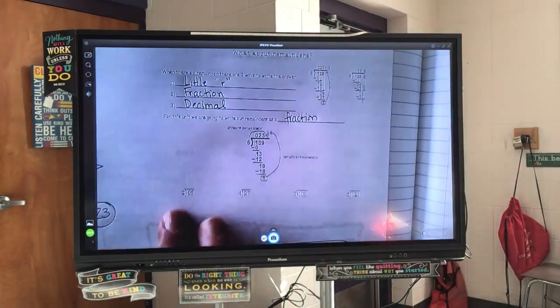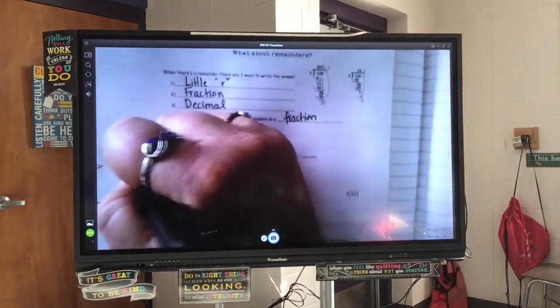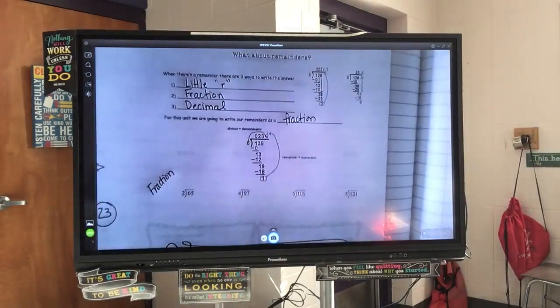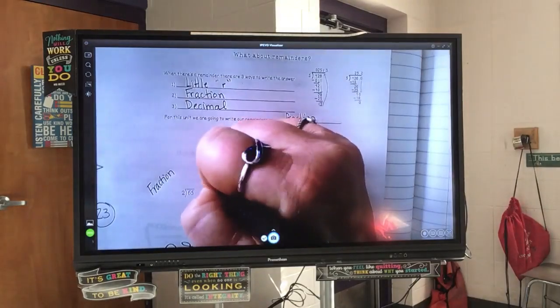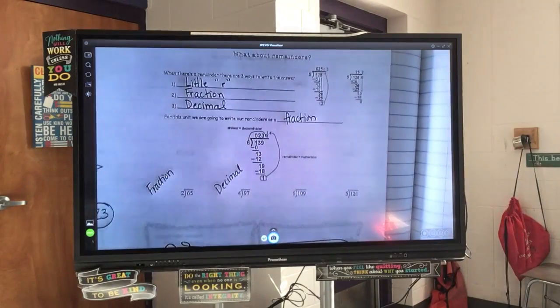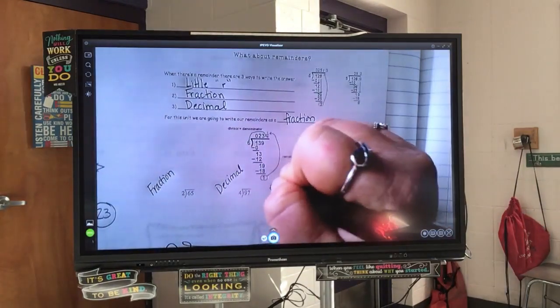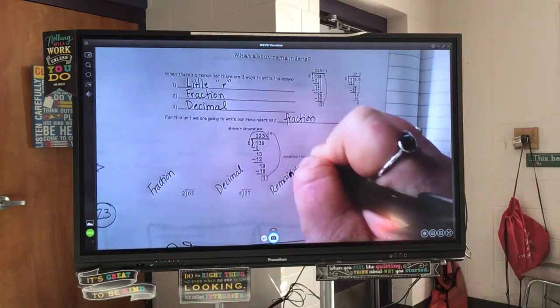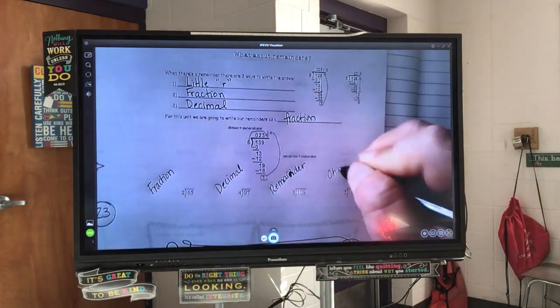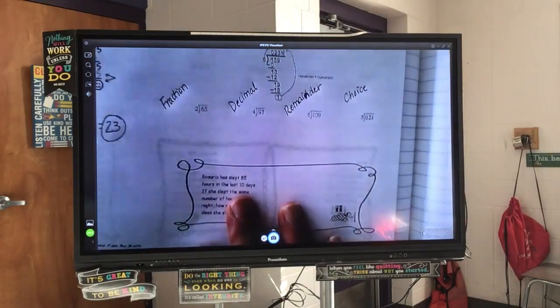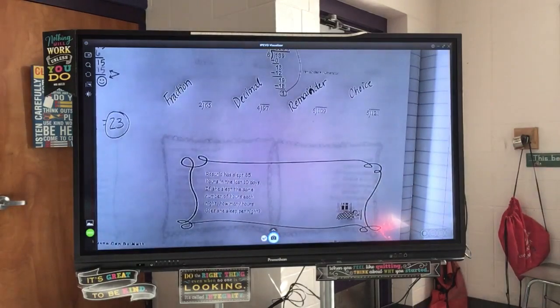All right, so we have four problems across the bottom. The first one, you're going to solve and write your remainder as a fraction. The second one, you're going to write as a decimal. The third one, you're going to write with a remainder. And the last one, you pick what you want to do. So, choice, doesn't matter, but it has to be one of those three. All right, so let's go through the first one. 65 divided by 2.